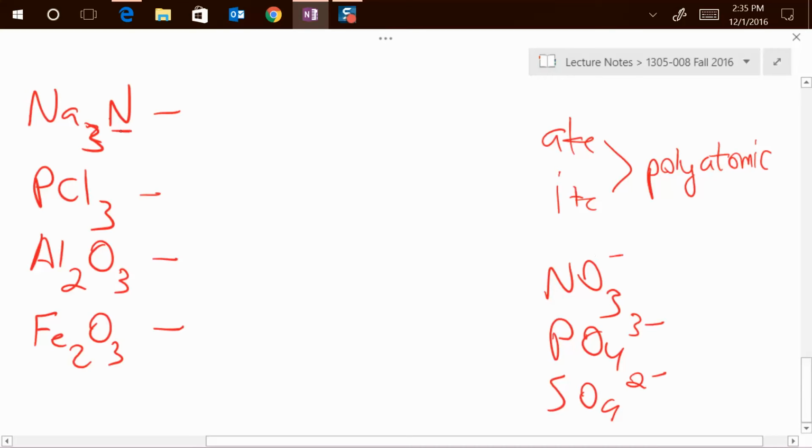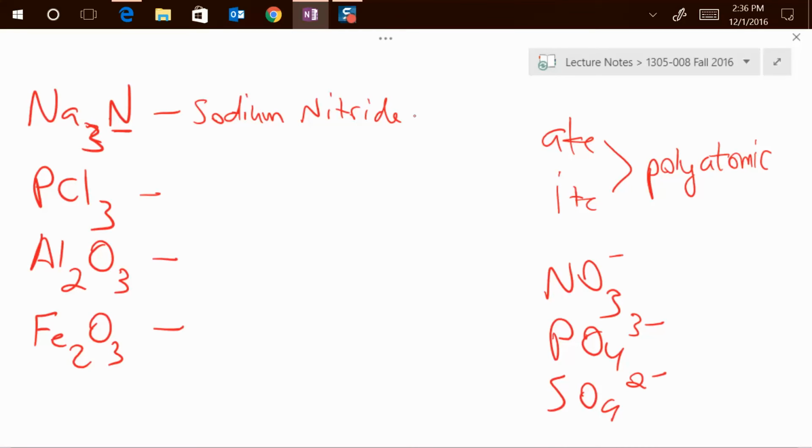So this isn't an ate, it's a what? It's not an ite, it's an ide. It's not a nothing either. It's an ide. So how do I name this? Sodium nitride. Why is this not trisodium mononitride?